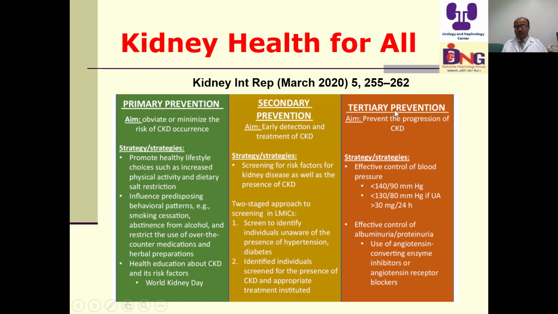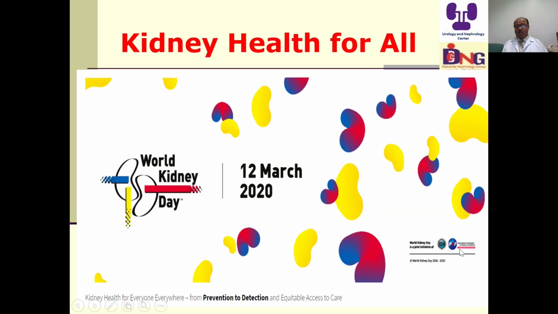Third, tertiary prevention, effective control of blood pressure to less than 140/90 or 130/80 if there is urine albuminuria exceeding 30 milligram per 24 hours. Effective control of albuminuria and proteinuria, use of angiotensin converting enzyme inhibitors, and after that we can treat the comorbidities like acidosis, anemia, and to offer replacement therapy at the appropriate time. So the World Kidney Day this year: kidney health for everyone, everywhere, from prevention to detection and equitable access to care, to bottom line.